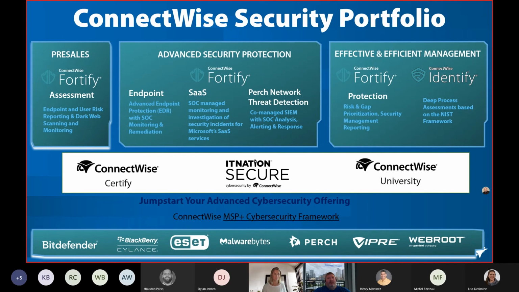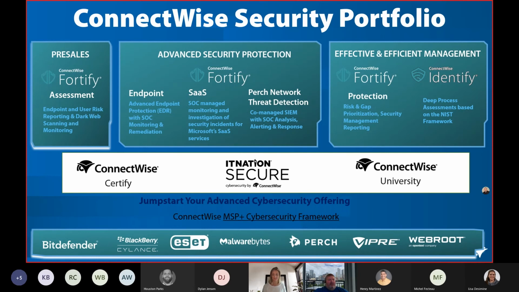Now, when it comes to the advanced security piece here, this is where the Security Operations Center team comes into play. So there's Fortify Endpoint, Fortify SaaS, and then the Fortify Perch Network Threat Detection. I know a lot of you, when you registered, were asking about Fortify, and then a follow-up question referred to something that led us to believe they mean Fortify Endpoint. So I just want to be clear.